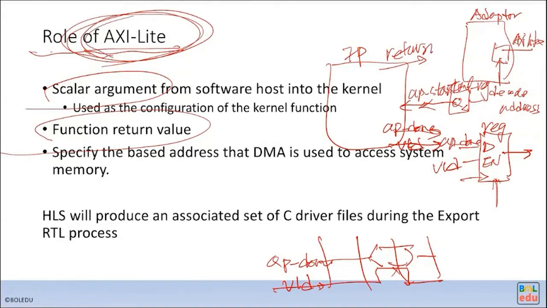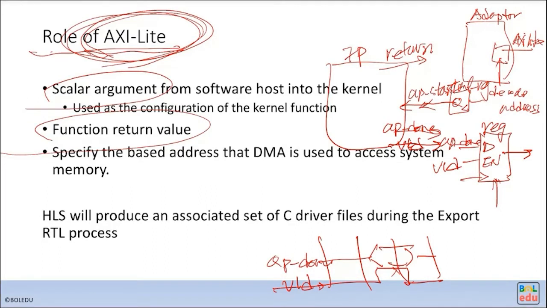Also, AXI Lite is used to specify the base address of the DMA transfer. For the AXI master, when you access the memory, you need an address. Where do you get this address? You use AXI Lite to program the base address. Then when doing the master access, it combines the base address from the configuration register with the counter or sequential address, and together they become a system memory address.